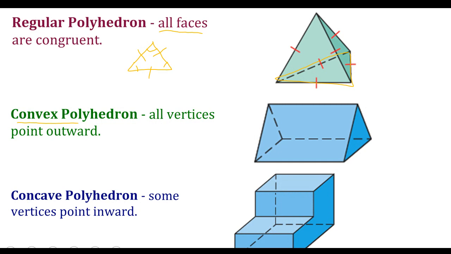A convex polyhedron, we've seen things like this before, where there's no cave-ins. Everything's kind of just normal. You can almost say this is the normal looking one. All vertices point outward. But the weird ones would be the concave, where it's caved in where you'd think it would not be. Some vertices point inward. And so it's like kind of cutting into the shape, just like this would be a concave shape. This would be the concave polyhedron.